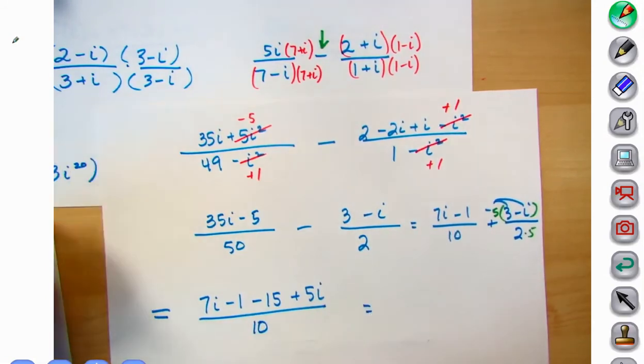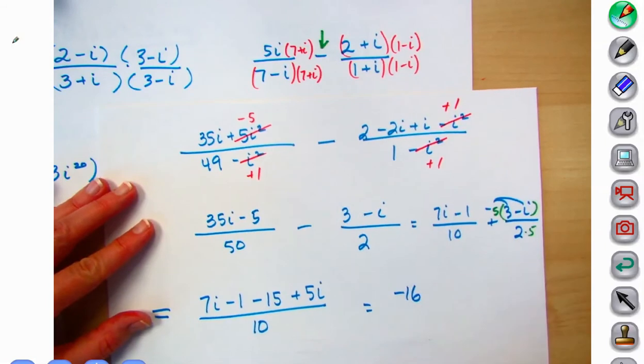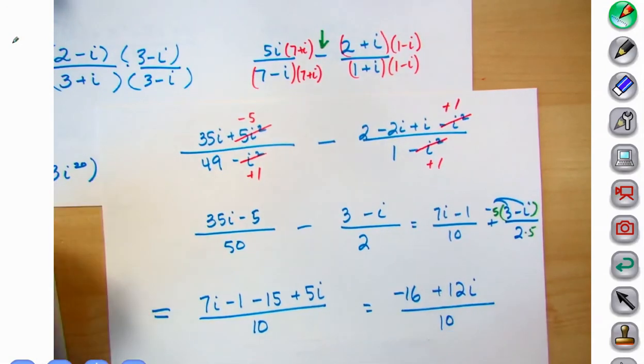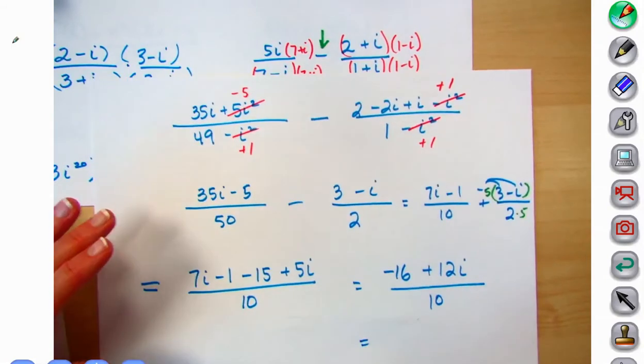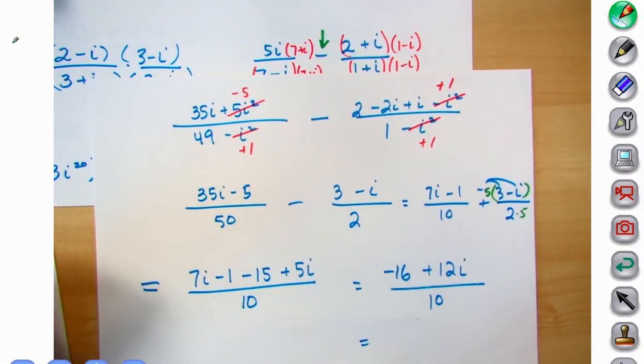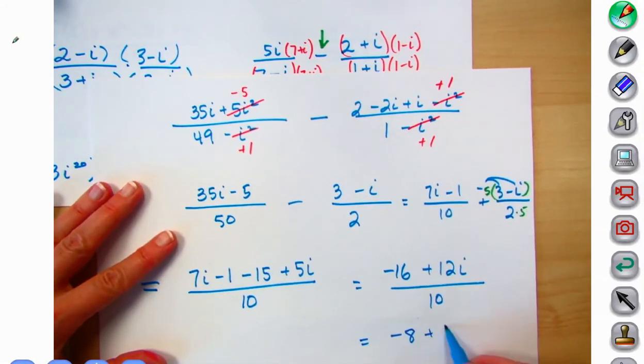And finally, combine the like terms and also take an opportunity here to put it back in standard complex form, a plus bi. So negative 1 and a negative 15 is negative 16, 7i plus 5i is 12i, all over 10. Guess what? Still not done. What's the common factor, Mr. Carberry? 2. So take out a 2 out of everything. 8 plus 6i over 5.